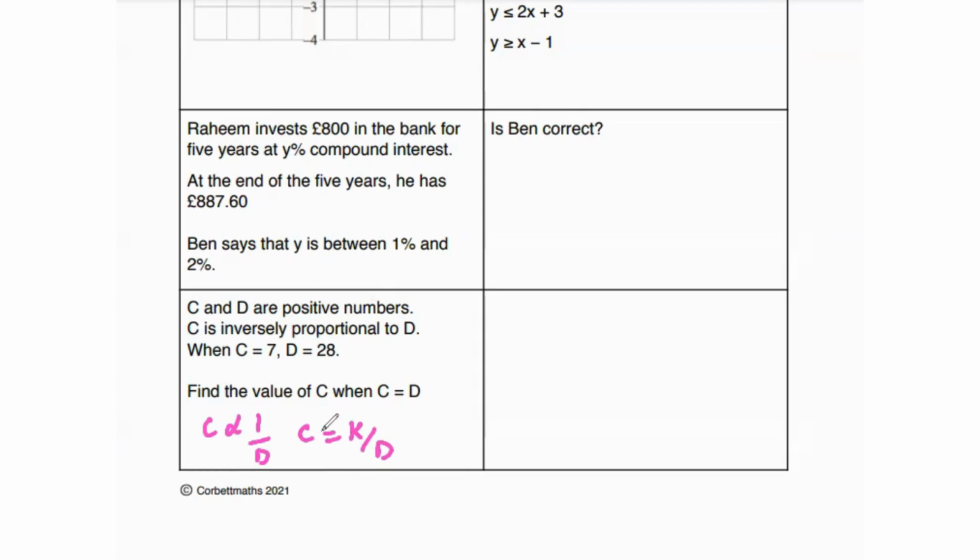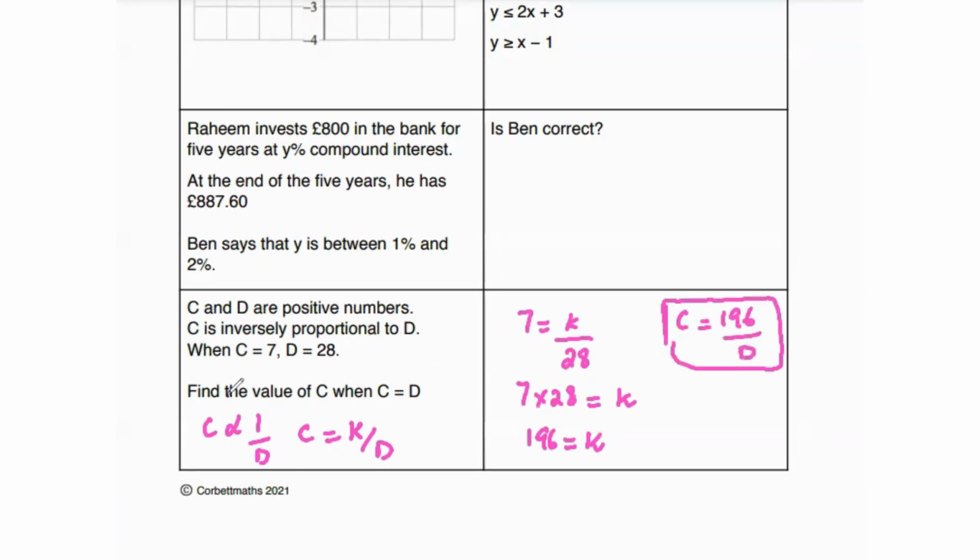Hence, the equation becomes C equals K over D. K is our proportionality constant. So first we find the proportionality constant, and that's going to be 7 equals K over 28, which is going to give us 7 times 28, and that's going to be 196. So the value of our proportionality constant is 196. So C equals 196 over D.